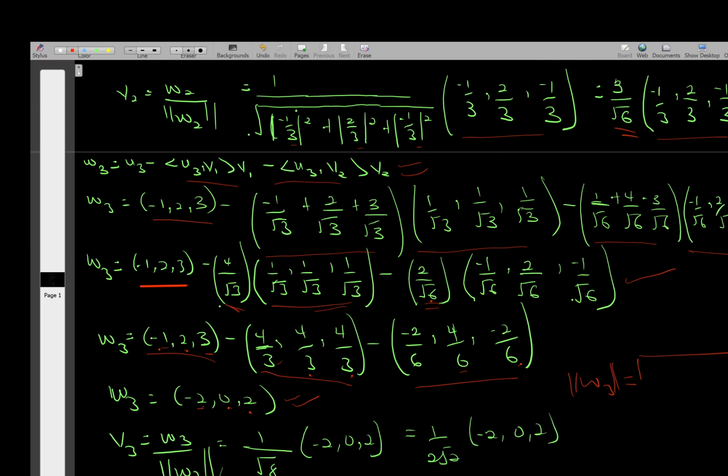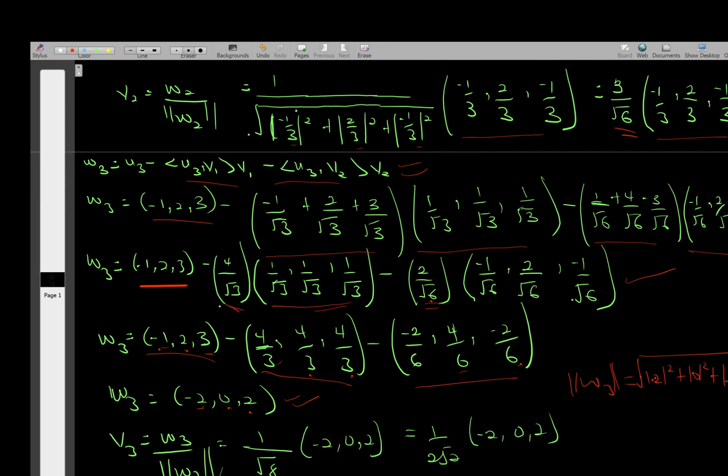So the square root of the absolute of 2 squared plus the absolute of minus 2 squared plus 0 squared plus 2 squared. Okay, and this is the same as the square root of the absolute of minus 2, which is 2. So when you square it, you get 4. 4 plus 0 plus 4, and that's the square root of 8. Okay, so that's what we have here.